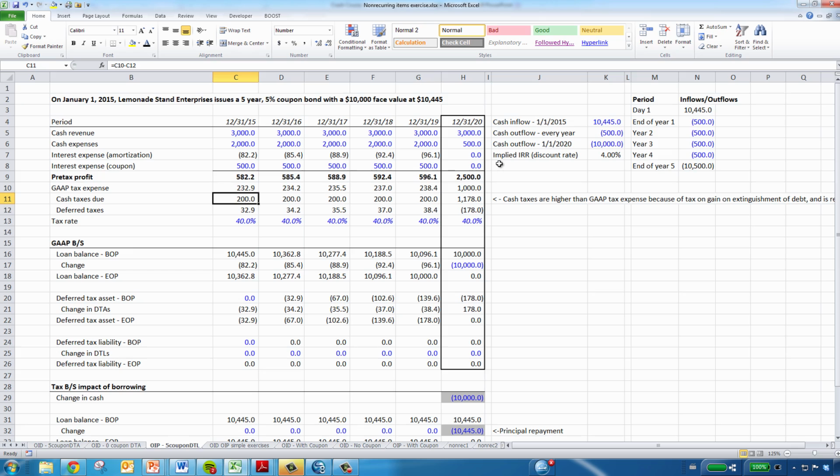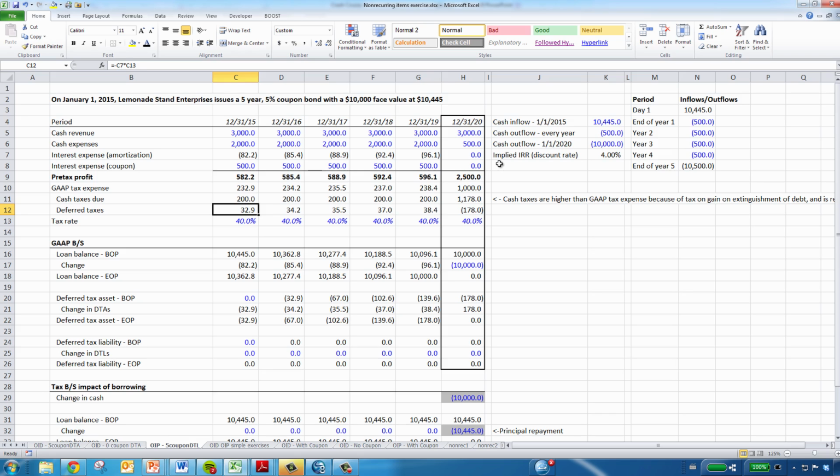And so from a tax standpoint, it's really the reverse of what we've gone through in the prior two exercises, where the cash taxes that are due are not affected. The cash taxes that are due in the first 5 years are exactly the same as they were in the prior exercise, where it was a 5% coupon bond at an original issue discount. But the deferred taxes now are no longer deferred tax assets. They are deferred tax liabilities.